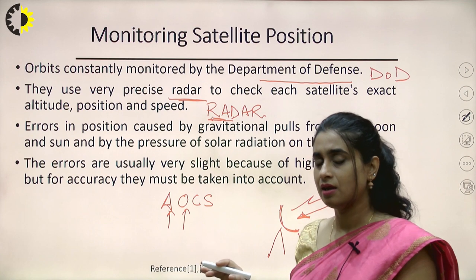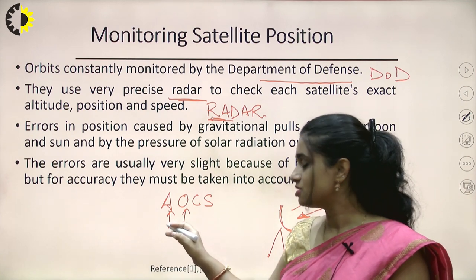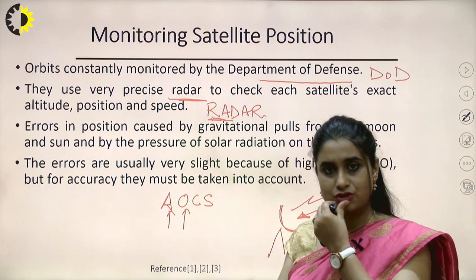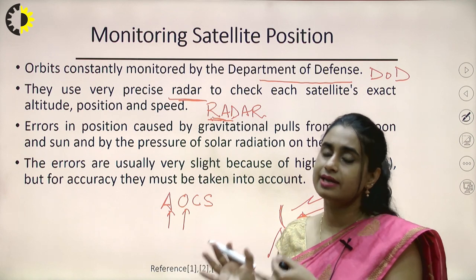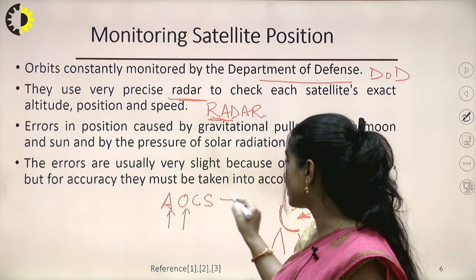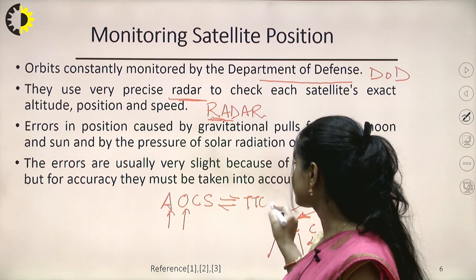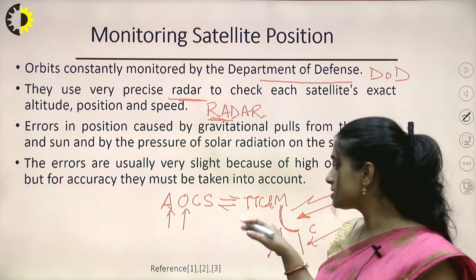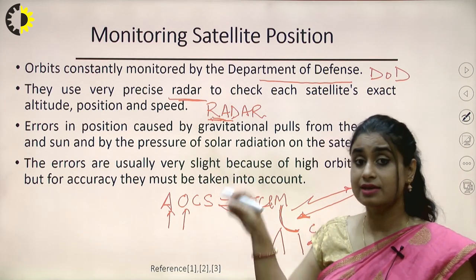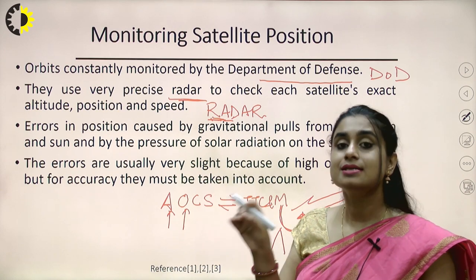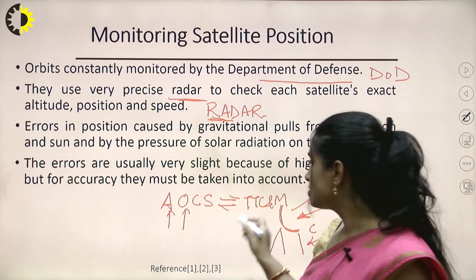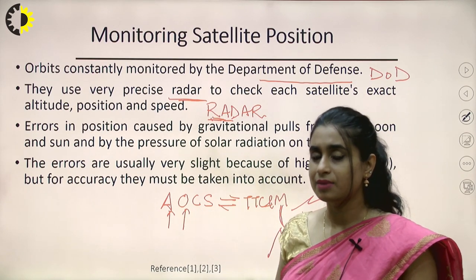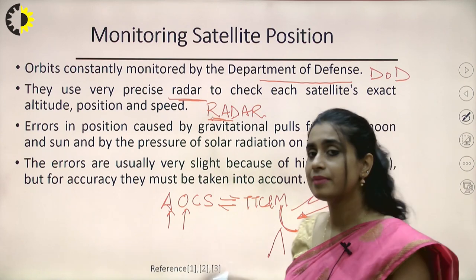We do have separate systems. We do have ion jets, thrusters, right? Small rockets beneath the satellites, which help our satellite to retain its position. It works in collaboration with TTC&M, Telemetry, Tracking, Command and Monitoring, which continuously tracks our satellite, whether it is at its exact location and whether the health of the satellite is okay or not. So these two are very important subsystems of satellite communication, right? They help in maintenance of the satellite.